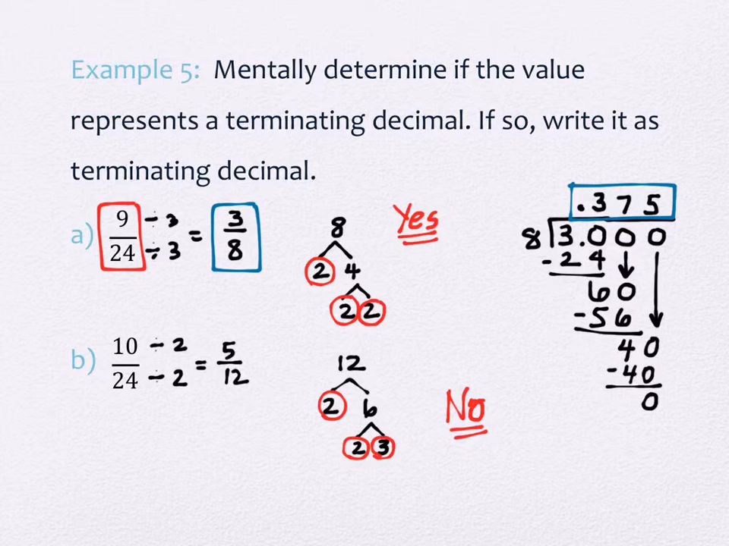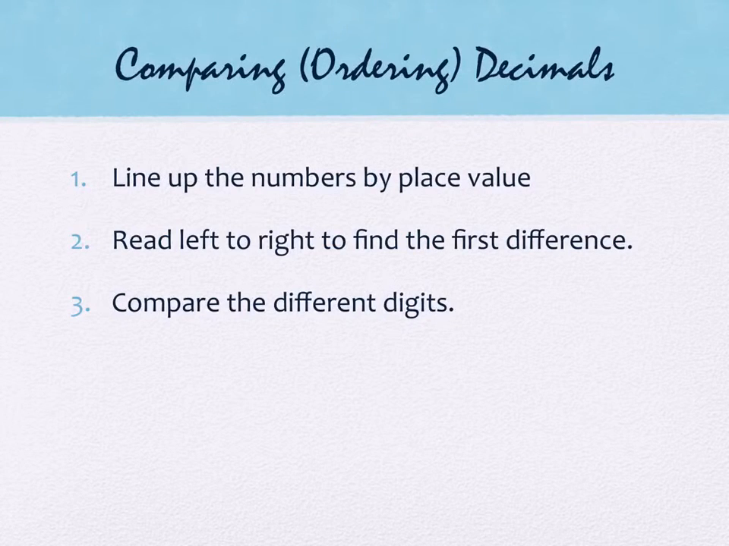All right, next thing in the list of topics for today, we're going to talk about ordering decimals. How do we order decimals? Well, we line the numbers up by place value. So if they have a decimal point in them, and that's the kind we're going to be working with, we have to make sure they line up with the decimal point. We read them from left to right to find the first difference, the first place where they are not the same, and then we compare the different digits after that.